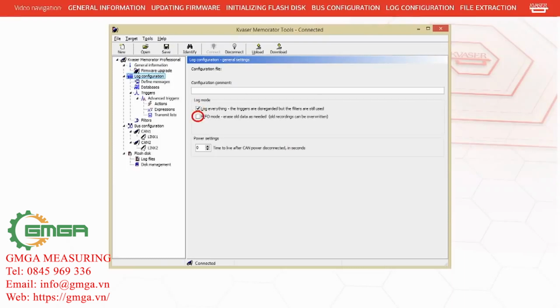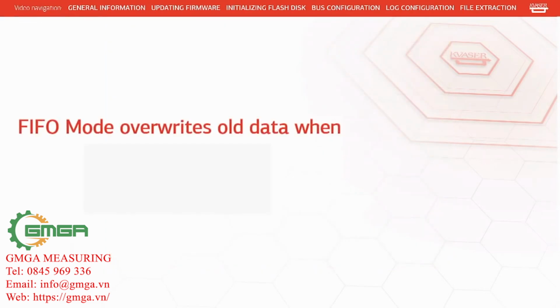The FIFO mode allows you to choose whether the Memorator Pro stops recording once the memory card becomes full or not. If FIFO mode is not checked, the unit will stop recording once the card becomes full. However, if FIFO mode is checked, the card is treated like a circular buffer with the oldest messages being deleted to make room for the most recently recorded, thus the name FIFO mode. First in, first out.